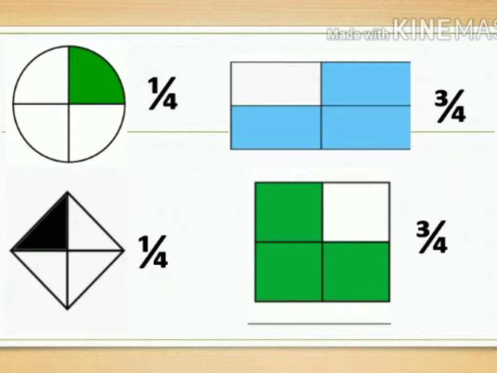What about the fourth shape, the square? There are 4 equal parts once again, and how many are colored? 3. So 3 out of 4 equal parts are colored. So I can represent it as 3 upon 4 using fractions. So 1 upon 4, 3 upon 4, 1 upon 4 and 3 upon 4.